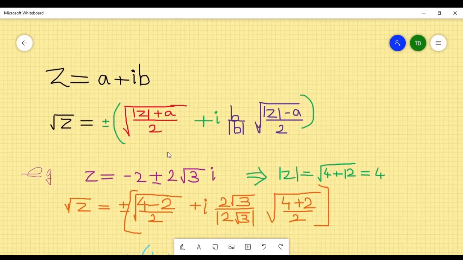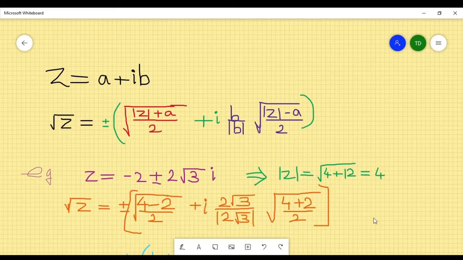The real part of the square root will be the square root of (modulus of z plus a) upon 2. Real part is the square root of modulus of z plus real part upon 2, and the imaginary part is b upon mod b into the square root of (mod z minus a) upon 2. We know b is the imaginary part. If b is negative, in that case mod b will be positive, so the sign will be retained.